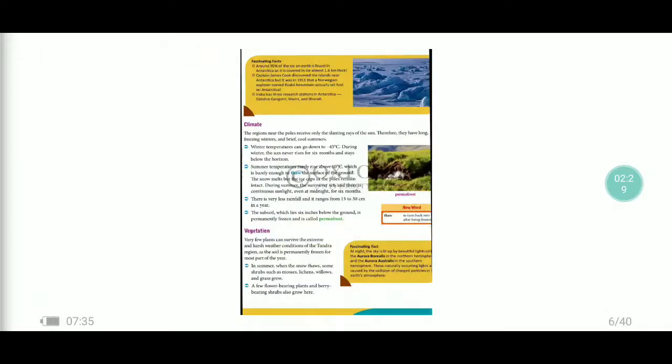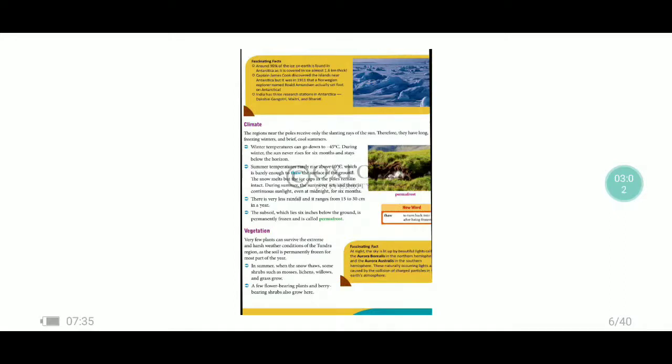Now let us study about the climate of this region. As you know, it is located in the frigid zone and the temperatures are extreme in this region. It has freezing winters and brief cool summers. During winter, the temperature goes below minus 45 degrees and the sun never rises for 6 months.